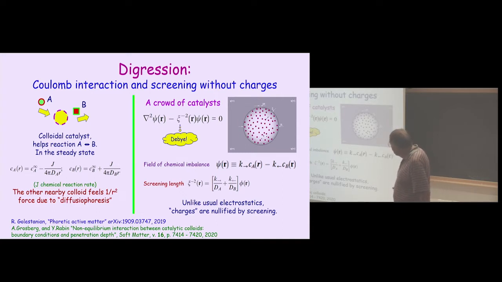So imagine a colloid, which may be an enzyme or molecule, that catalyzes a chemical reaction transforming A into B. And suppose at infinity you have a supply of A's and you take away B's. Then in steady state, there will be diffusion of A's inward and diffusion of B's outward, and you will have a concentration that will go like 1/r. And 1/r should remind you of something.